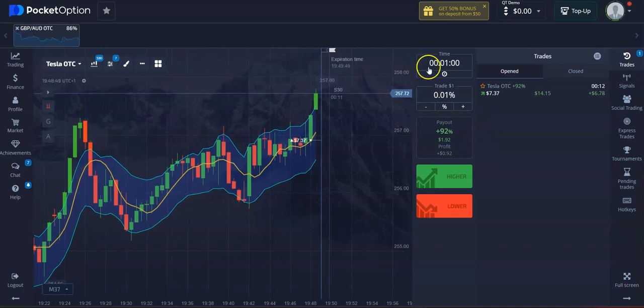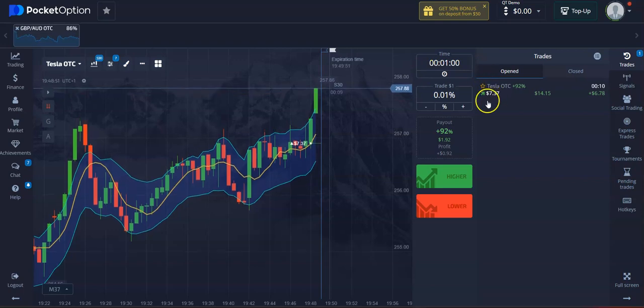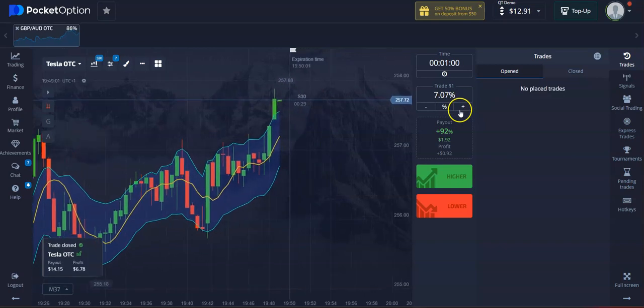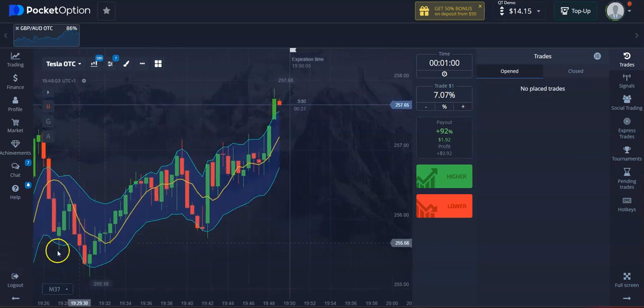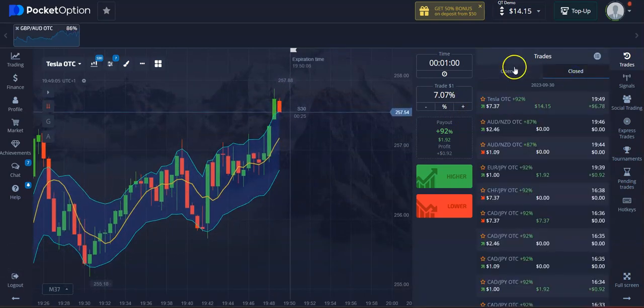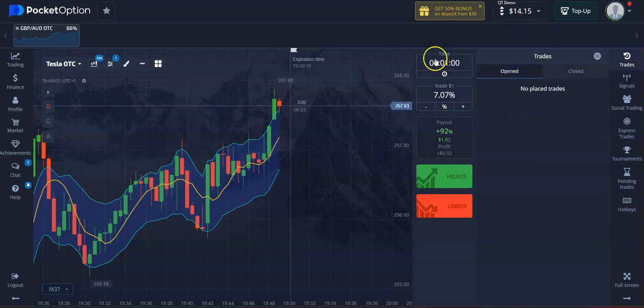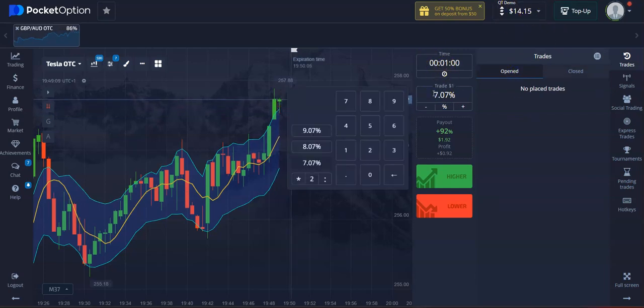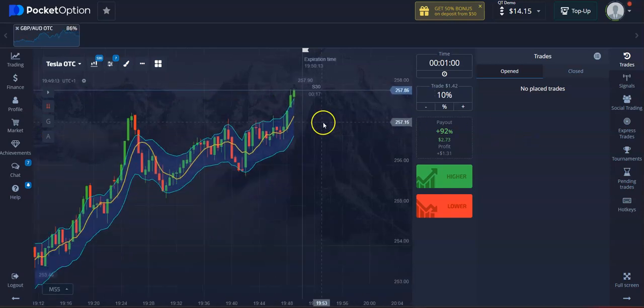Again, once you reach $100, then you don't go 10%. You can if you want to, but then you can decrease the risk. So you go 1%, 2.5%, so you have more chances to win. So we score that trade right there. We now have 14 bucks point 15. Then we're gonna go back to 10%.